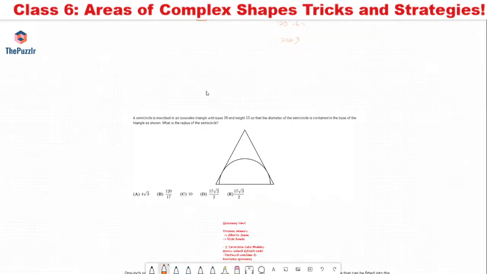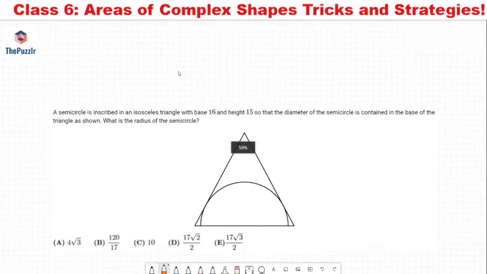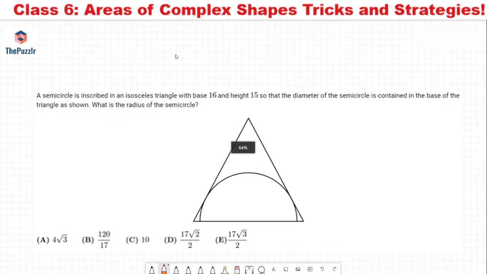Okay, so we have this problem. I think this problem was number 25, if I'm not wrong. So this is a hard one, right? And it's fine if you can't solve this, but this problem is number 25. So let me read out loud. A semicircle is inscribed in an isosceles triangle with base 16 and height 15, so that the diameter of the semicircle is contained in the base of the triangle as shown. What is the radius of this semicircle?